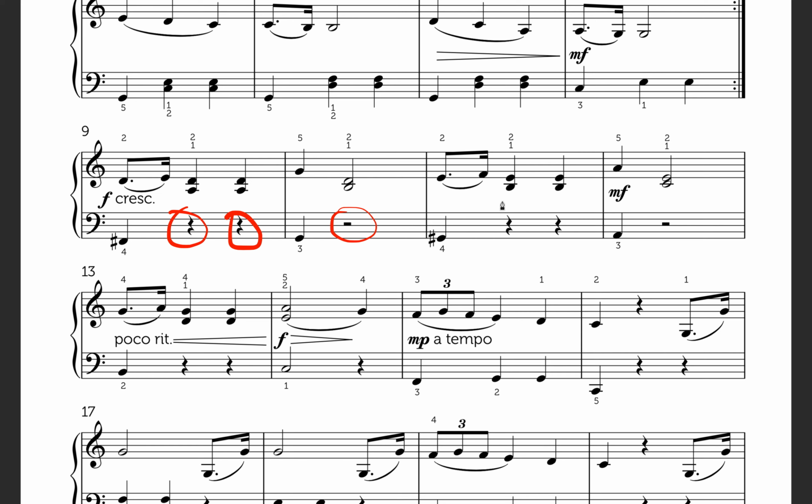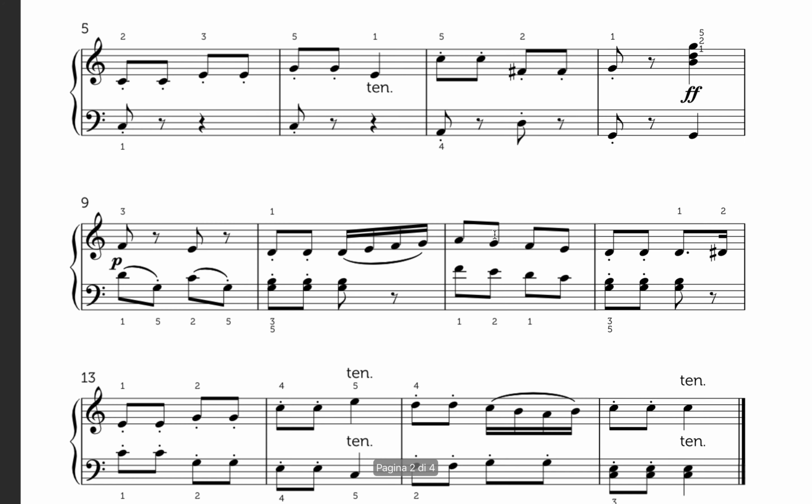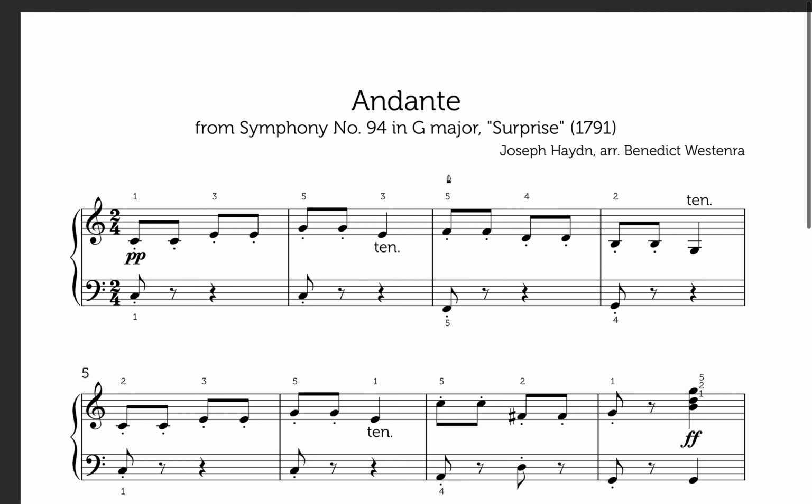And then those rests are repeated in bars 11 and 12 as well. So let's move on to another piece. This is the Andante from Haydn's Surprise Symphony, again from my intermediate classical course.